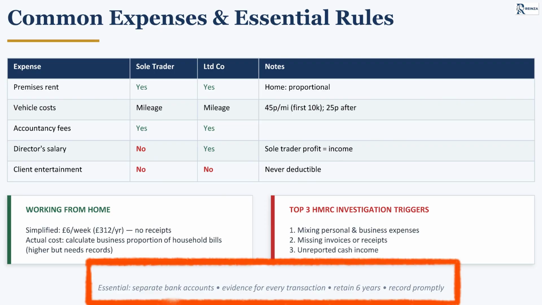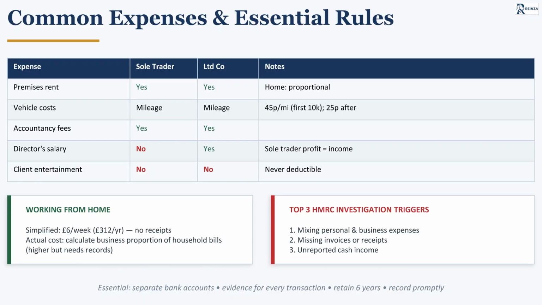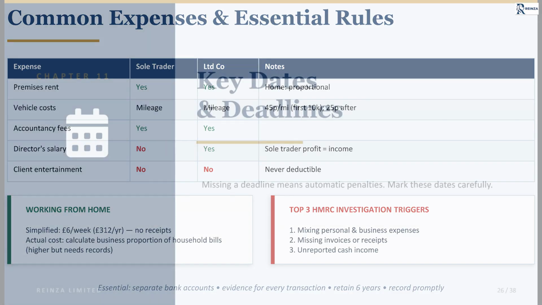Essential record-keeping rules. Separate your business and personal bank accounts. Keep evidence for every single transaction, including invoices, receipts, and bank statements. Retain all records for at least 6 years. And record transactions promptly. With Making Tax Digital requiring quarterly submissions, real-time bookkeeping becomes essential.